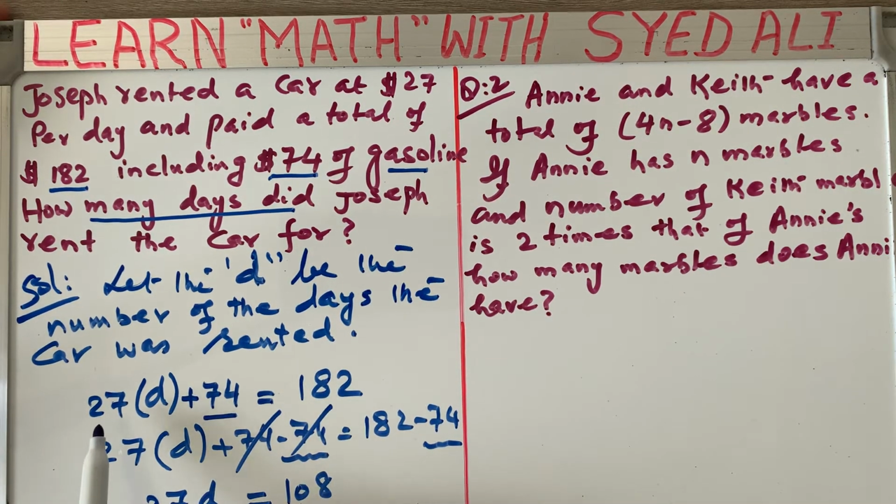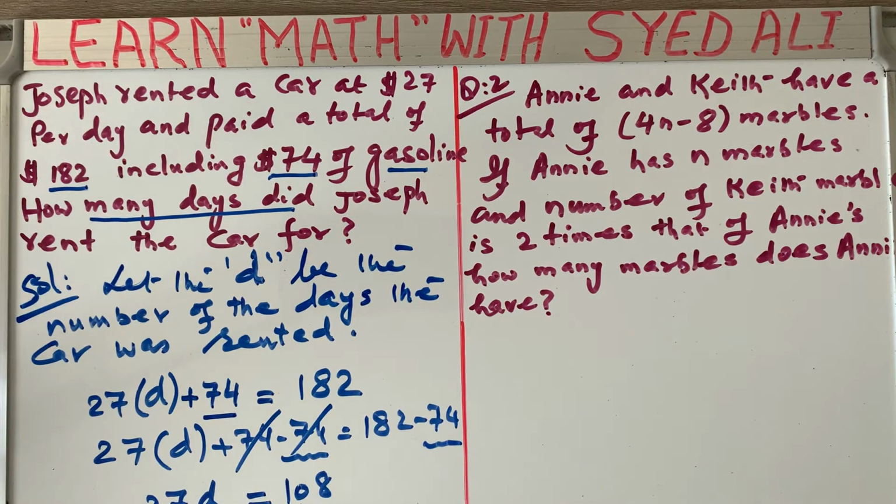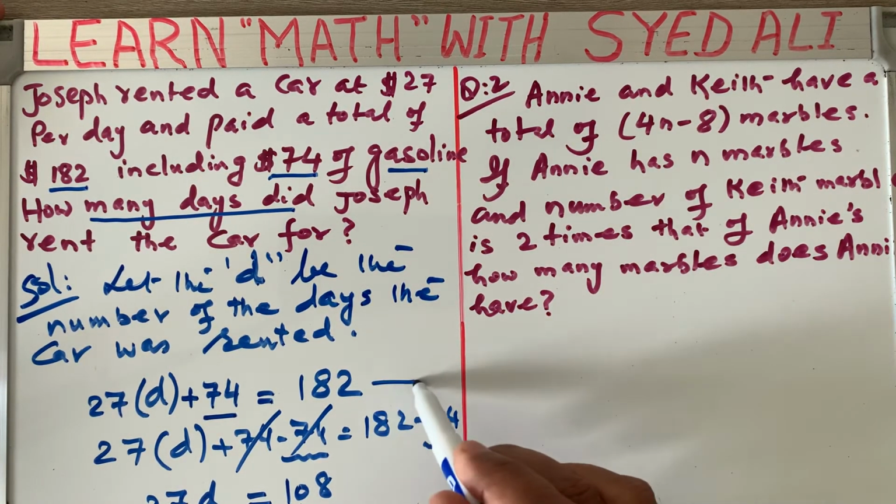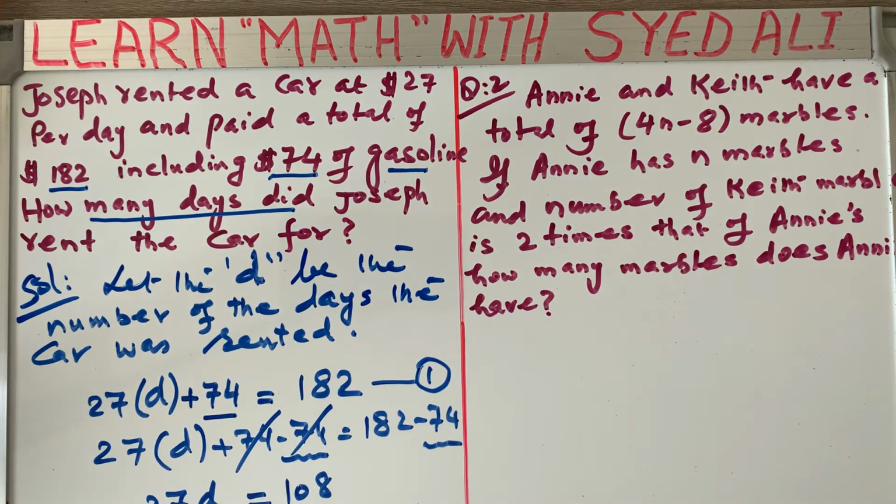So 27 times D plus 74 for the gasoline, he ended up with a total amount of 182. We have this equation, right? We make this equation and we solve it for D, and we have D equals 4 days. Now we go to the second question.